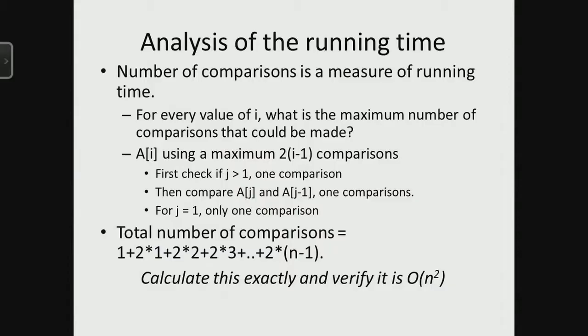Therefore, the total number of comparisons made is one comparison for the first element, and subsequently it is an even number of comparisons up to the nth element. Therefore, the total number of comparisons that is made is given by the summation 1 plus 2 plus 4 plus 6 and so on up to 2 times n minus 1. Here is a small exercise which is indeed a toy exercise. Calculate this exactly and verify that it is of the order of n square.